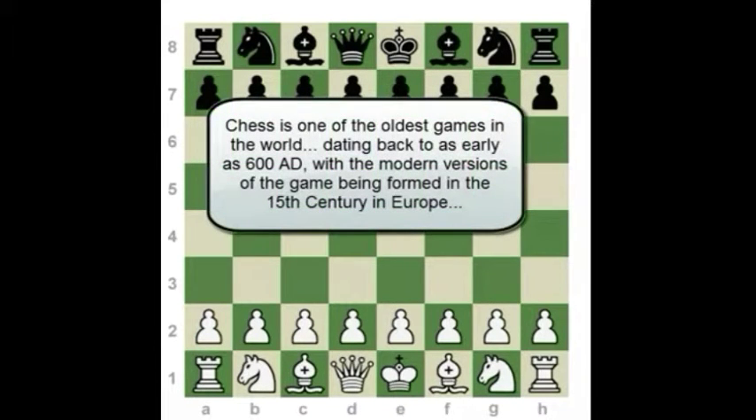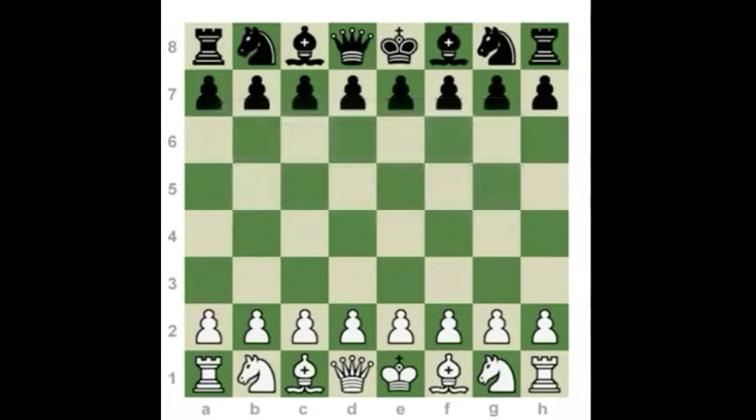Chess has been around for as long as just about any other board game, with the earliest versions dating back to 600 AD in Persia and India, believe it or not. And the modern version of the game that we play today, let's say tournament chess, has been around since roughly the 15th century and was popularized in Europe.